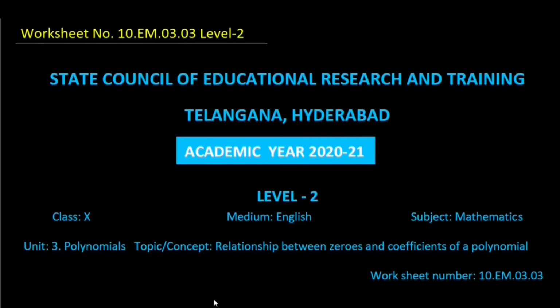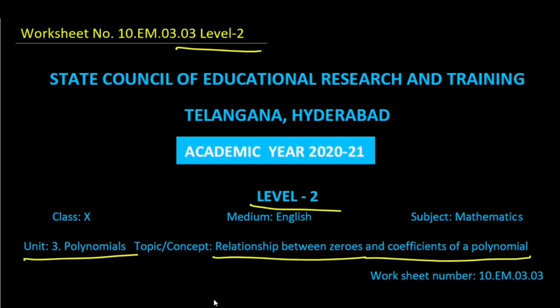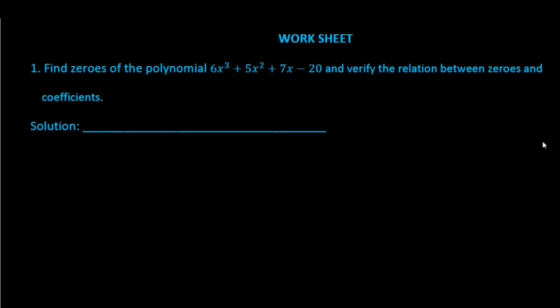This is worksheet number 10.em.03.03 under level 2. Level 2, unit 3 polynomials, topic relationship between zeros and coefficients of a polynomial. Now let us see worksheet assignments.